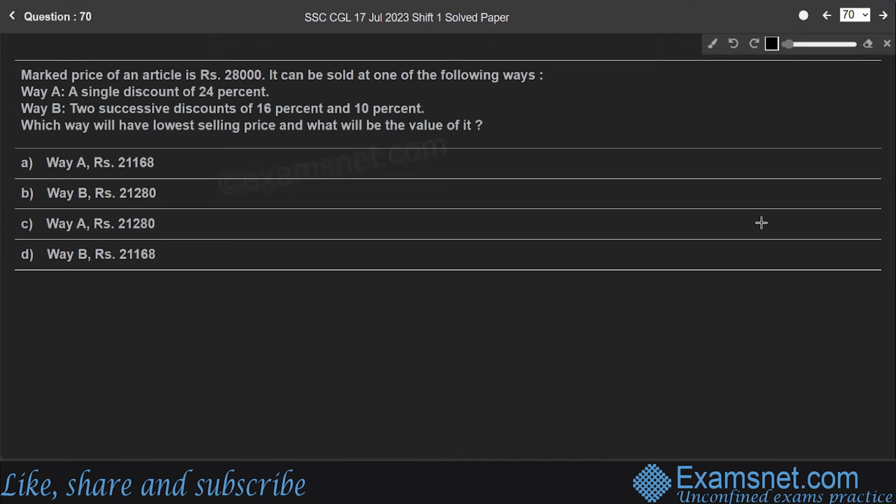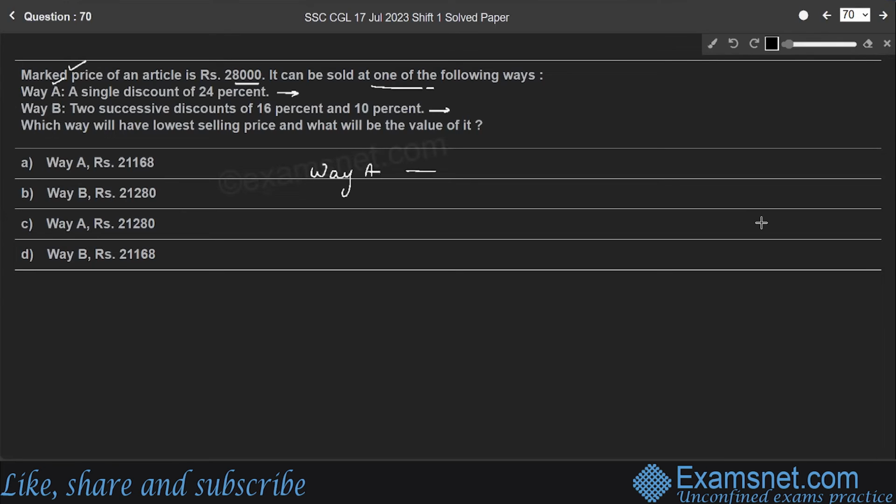Question 70. The marked price of an article is 28,000 rupees. It can be sold in one of the following ways. Way A is a single discount of 24% and way B is two successive discounts of 16% and 10%. Which way will have the lowest selling price and what will be the value of it? Here students, let us consider way A.